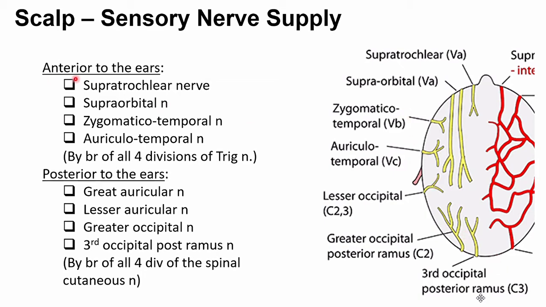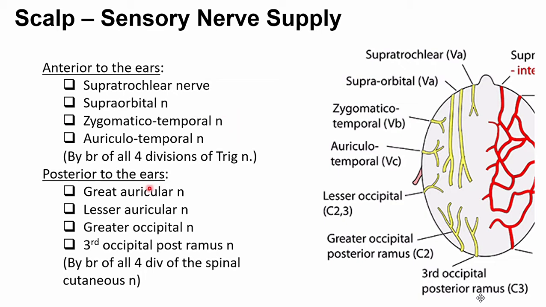So the area anterior to the ears comes from the branches of all 4 divisions of the trigeminal nerve. So remember, yung sensory part ng scalp comes from the trigeminal nerve: the supratrochlear, supraorbital, zygomatico-temporal nerve, and auriculotemporal nerve.